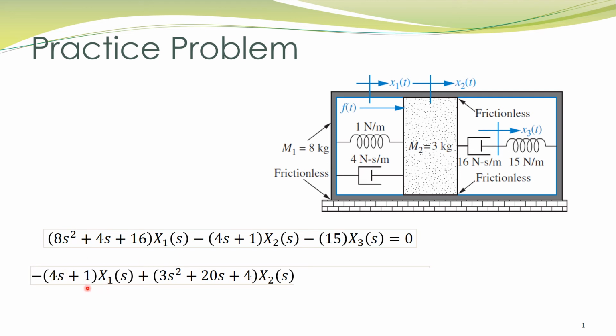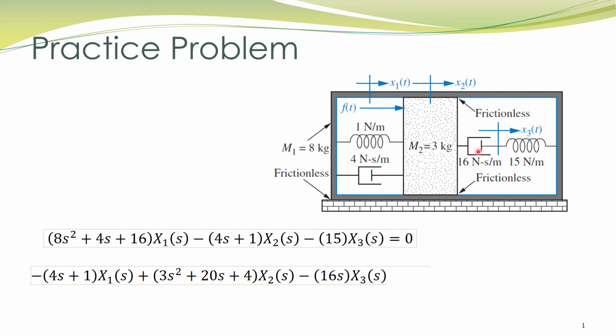Then x1 with a negative sign multiplied by the sum of the impedances which are common between x1 and x2. So these two impedances are common between displacement x2 and x1. That is, one end of these impedances is connected to displacement x2 and the other ends have displacement x1. So these are written over here, 4s plus 1, minus another term x3 multiplied by the sum of impedances which are connected to displacements x2 and x3.